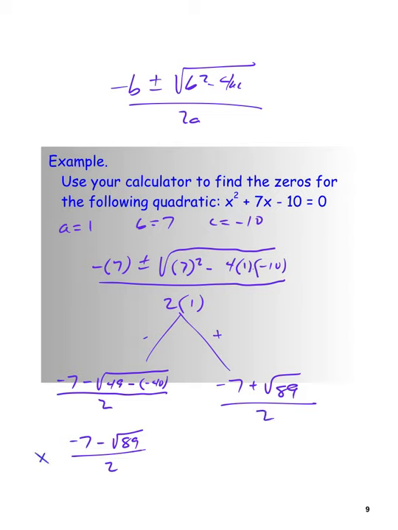And again, these would be our two solutions. There's going to be two of them because our discriminant in this case equaled 89, which is that value under the radical. Let's move on to one final example here.